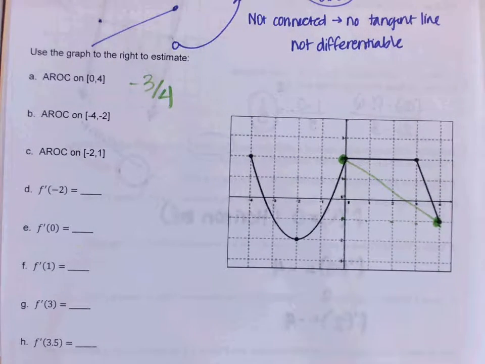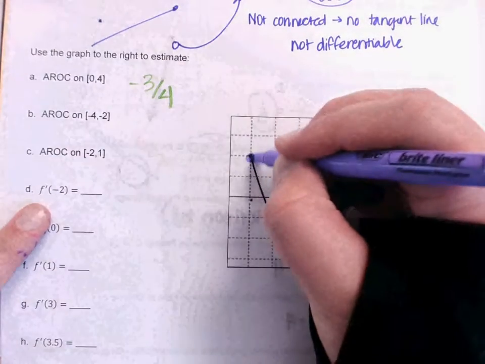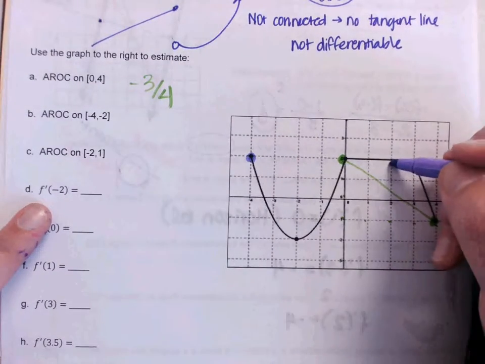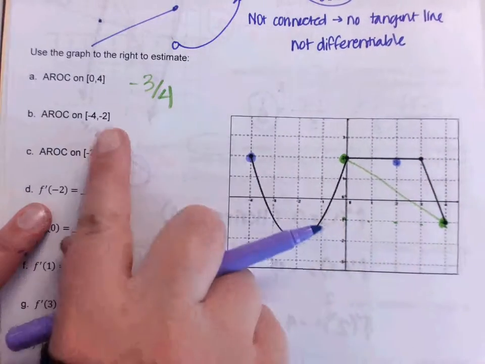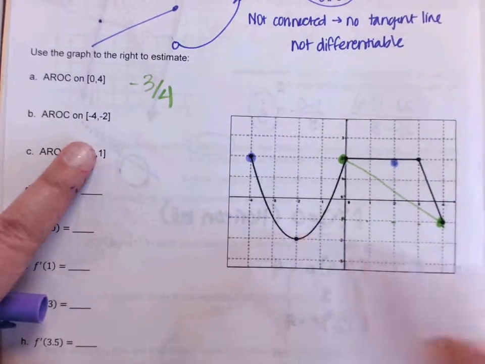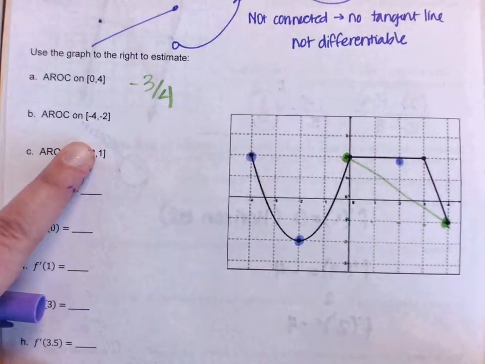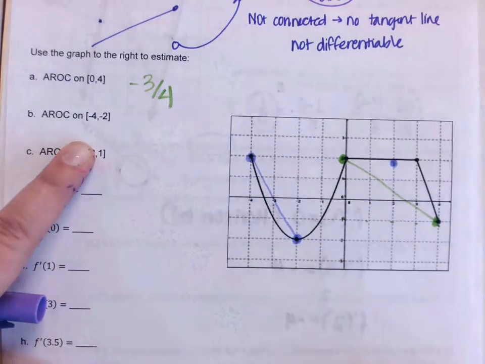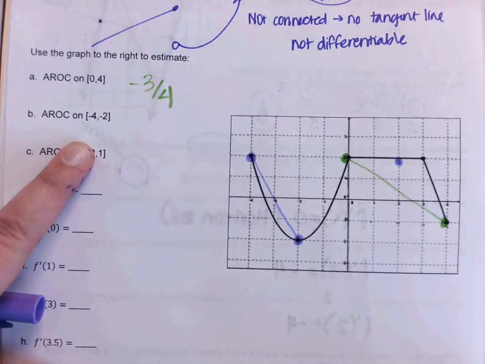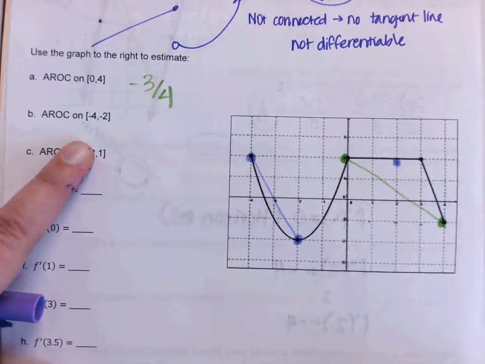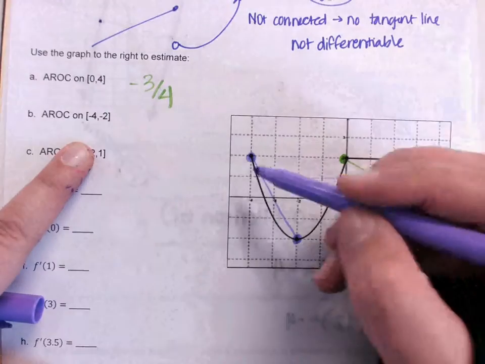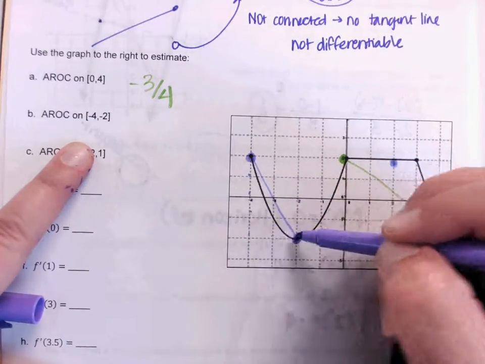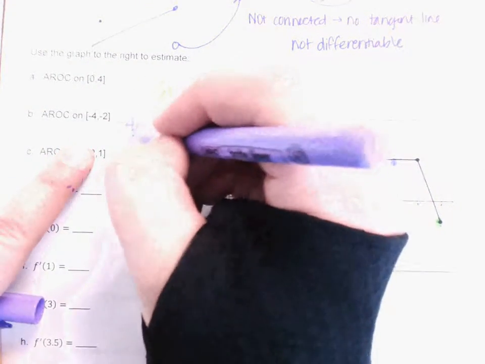Next one, we're going from negative 4 to 2. Negative 4 is here. 2 is here. Oh wait, hold on, negative 4 to negative 2. I read that wrong, sorry. Negative 2 is down here. Connect your dots, and then count the slope. What is the average rate of change connecting the line from negative 4 to negative 2? Negative 2. Good. 1, 2, 3, 4, 1, 2. Negative 4 over 2 reduces to negative 2.